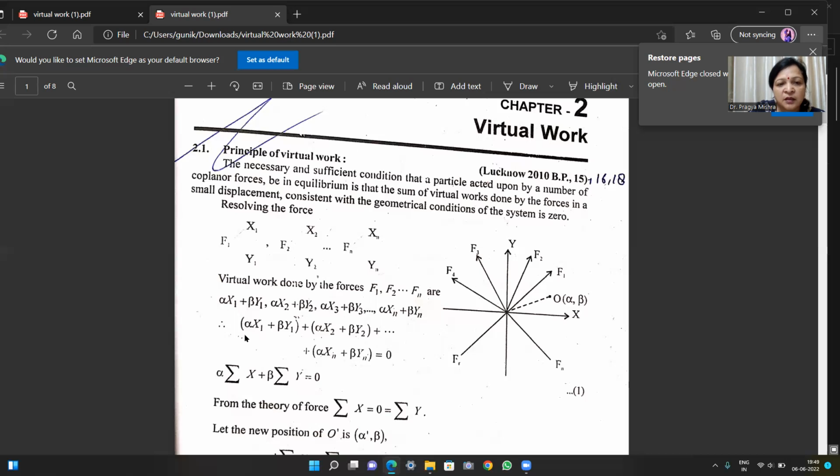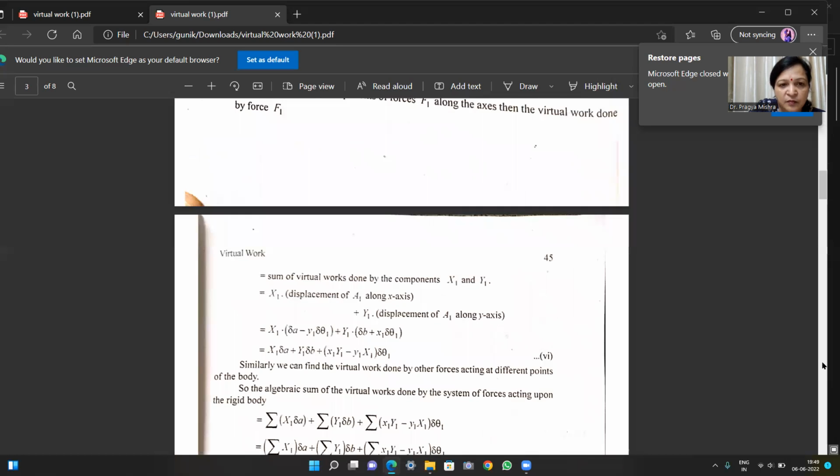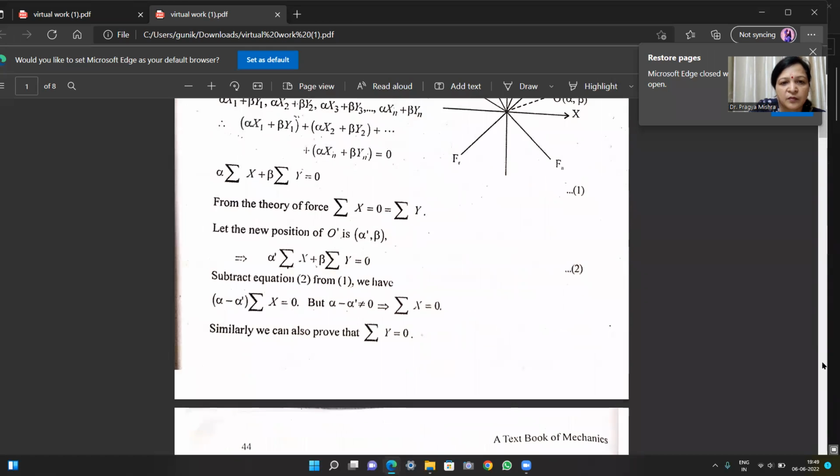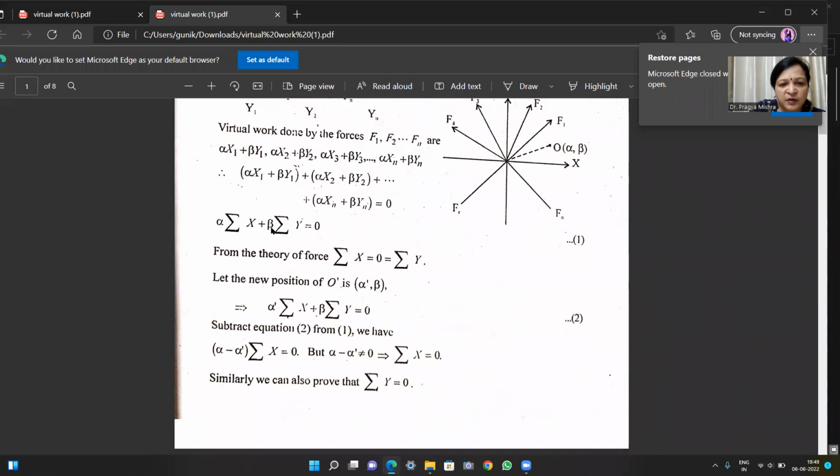Now, since the system is in equilibrium, the sum of all these work done will be zero. So we have this, and from this we have alpha sigma x plus beta sigma y equal to 0. Now, from the theory of force, the linear combination of these two forces will be 0 only if sigma x is 0 and sigma y is 0.